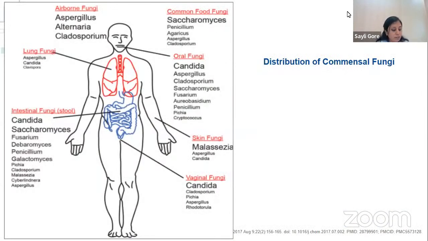So this is the distribution of commensal fungi and the resident fungi. You can see that Candida is present in intestinal fluids, vaginal fluids, and oral, and it is also present on the skin. Then Aspergillus is a lung fungus which resides in the lungs. Then Saccharomyces is a food fungus, but it is also present in the intestinal fluid. And Malassezia and Candida are mainly the skin commensals.